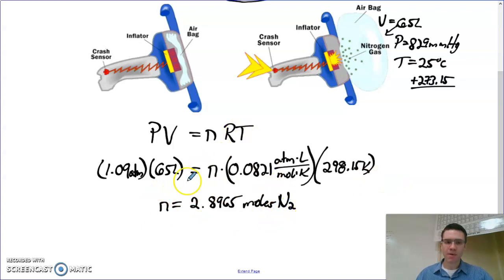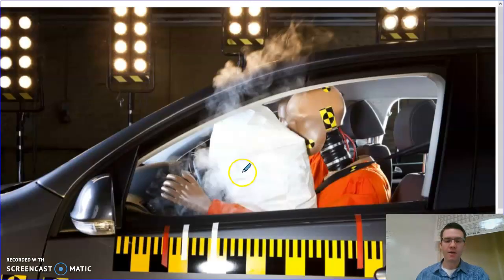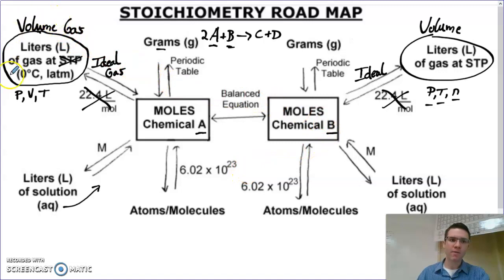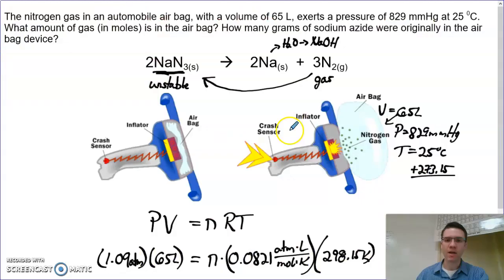So I've done my first step. I've converted using the ideal gas law. If we go back here, we're starting with the volume of a gas. We were given pressure, volume, temperature, and we converted into moles of my compound. Now I can do my mole to mole ratio. That's my stoichiometry to go from moles of gas to moles of the other compound in my problem.